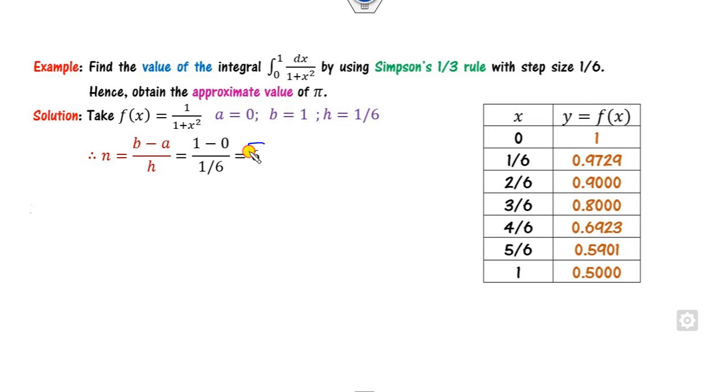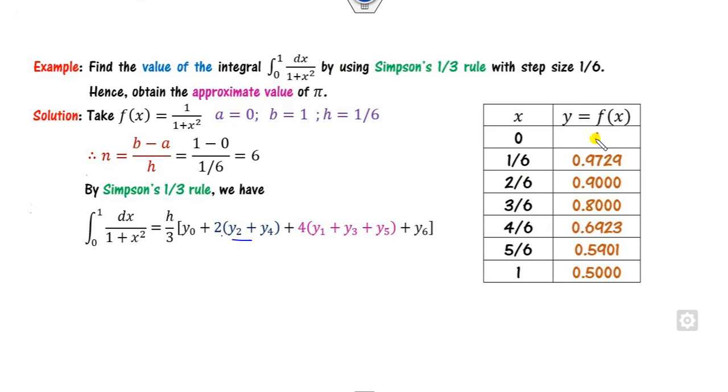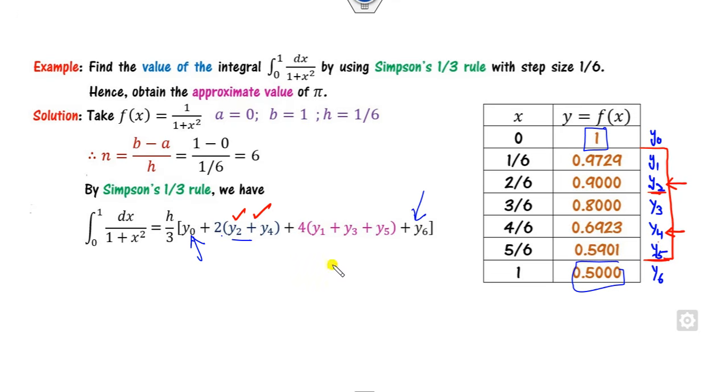Now since n is 6, we can apply the composite Simpson rule, which is 2 times the even terms. How can you do it? Remember, forget the first and the last term. This is y0, this is y1, this is y2, y3, y4, y5, y6. So this is even, this is even, and the last term we already skipped. So how many even terms are there? y2 and y4. What are the odd terms? y1, y3, y5.